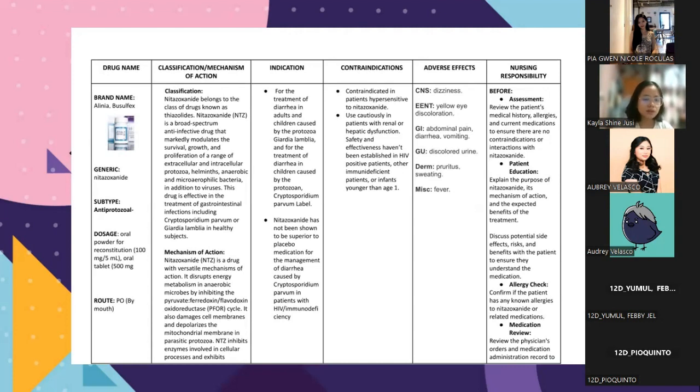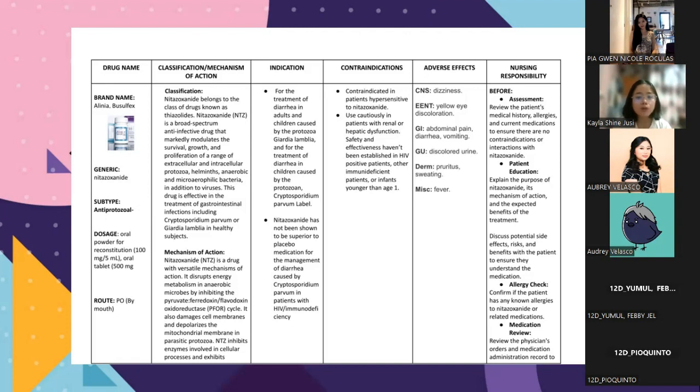So the next drug has the brand name Alinia or Nizonase, and the generic name is nitazoxanide. This belongs to the pharmacological class of antiprotozoal drugs. It is especially indicated for the treatment of certain protozoal infections. So the dosage forms: nitazoxanide is available in two dosage forms. The oral powder for reconstitution is available as a powder that needs to be mixed with water for oral administration.